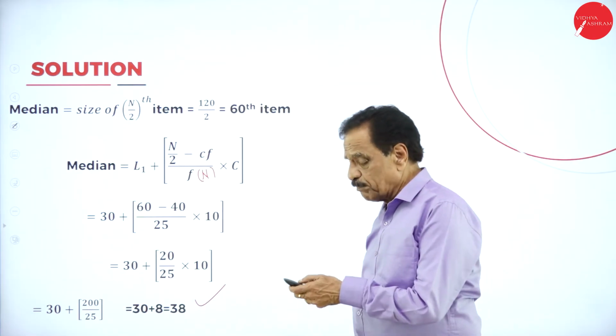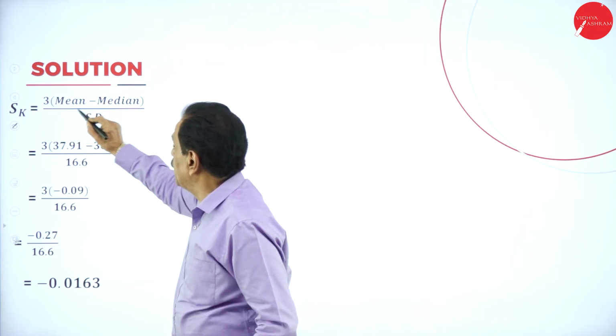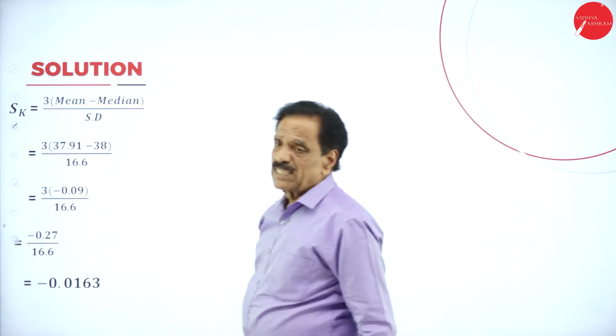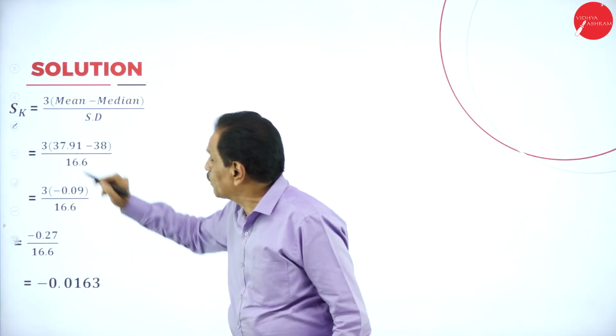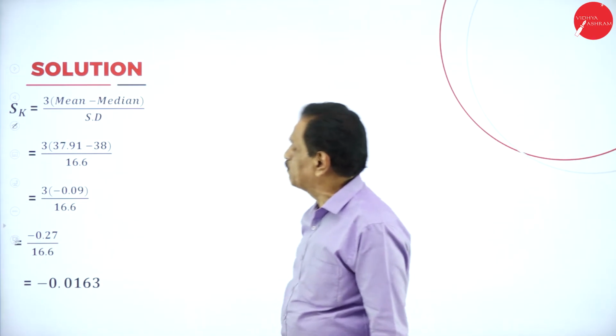Then we'll go to apply the formula. Skewness is equal to 3 into mean minus median divided by standard deviation. 3 into, what's your mean? 37.91 minus 38 divided by 16.66.